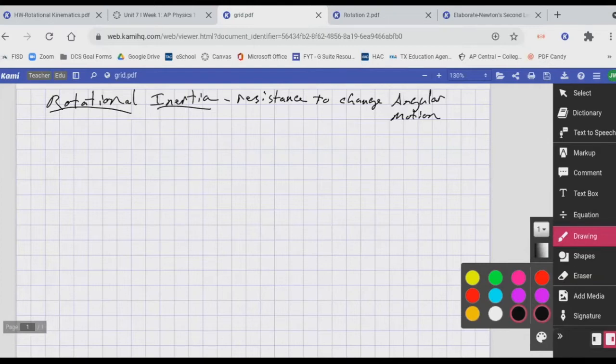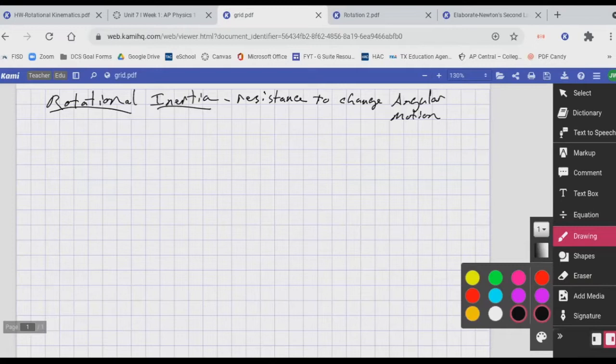All right, so then let's talk about rotational inertia again. What does rotational inertia depend on? Angular acceleration. I mean, that's part of the equation-ish. No, no, give me something else.